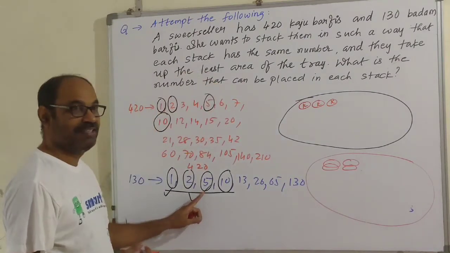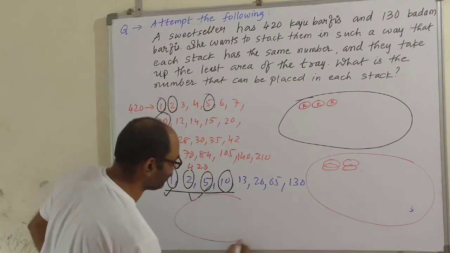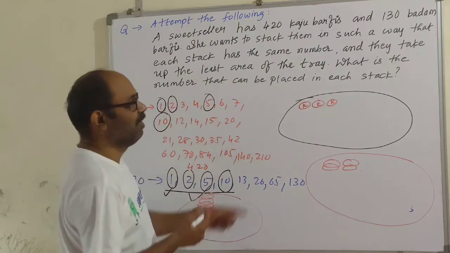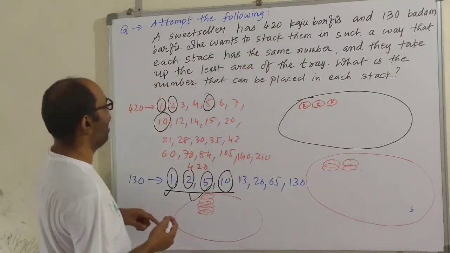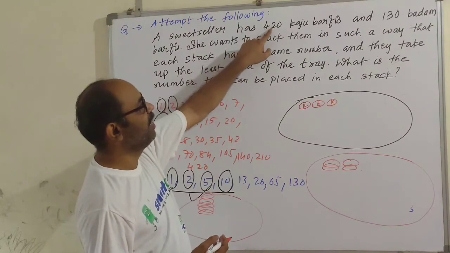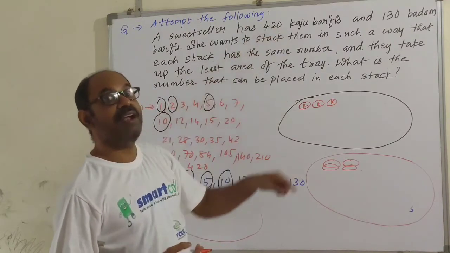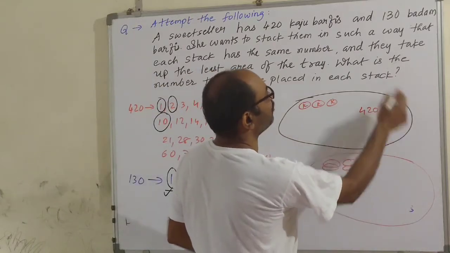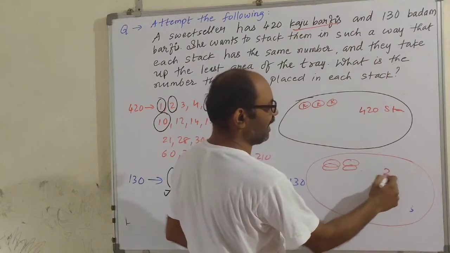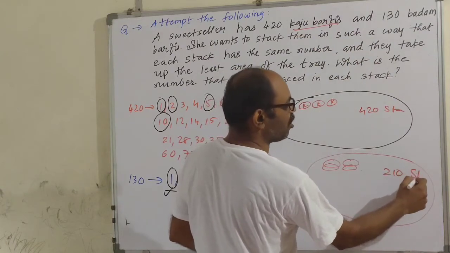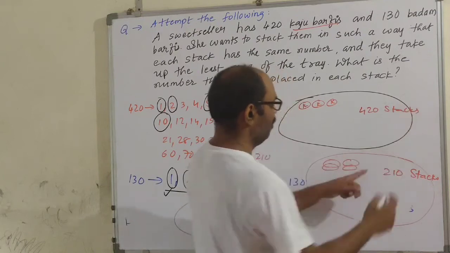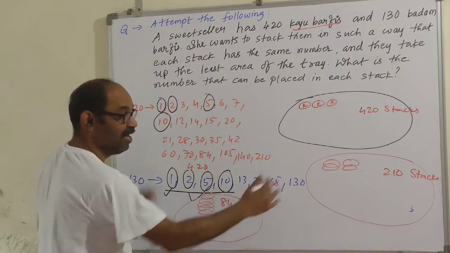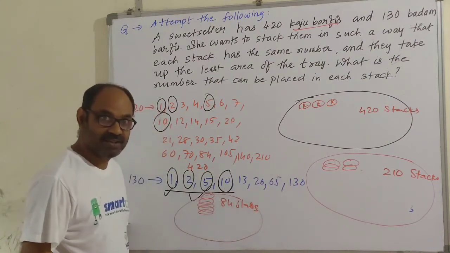Well, you got one more choice: 5 burfis in each stack. 1, 2, 3, 4, 5. So how many stacks will be formed? 420 divided by 5. What will that be? 5 8s are 40 and 5 4s are 20. 84 stacks. In the first case, 420 stacks of Kaju burfis. In the second case, 210 stacks of Kaju burfis. In the third case, only 84 stacks would be there. So the area is reduced.